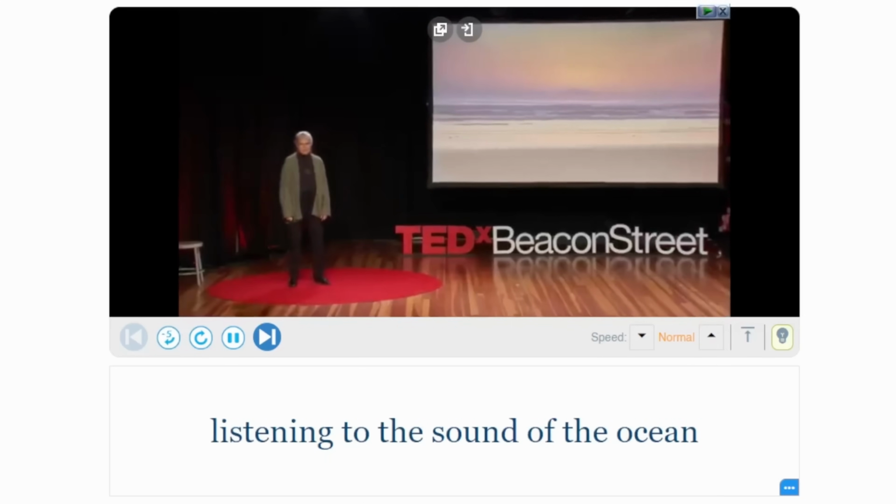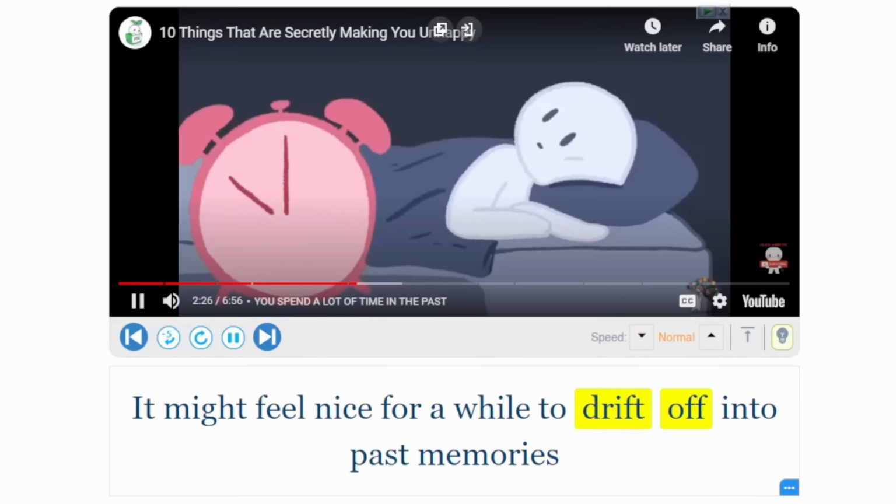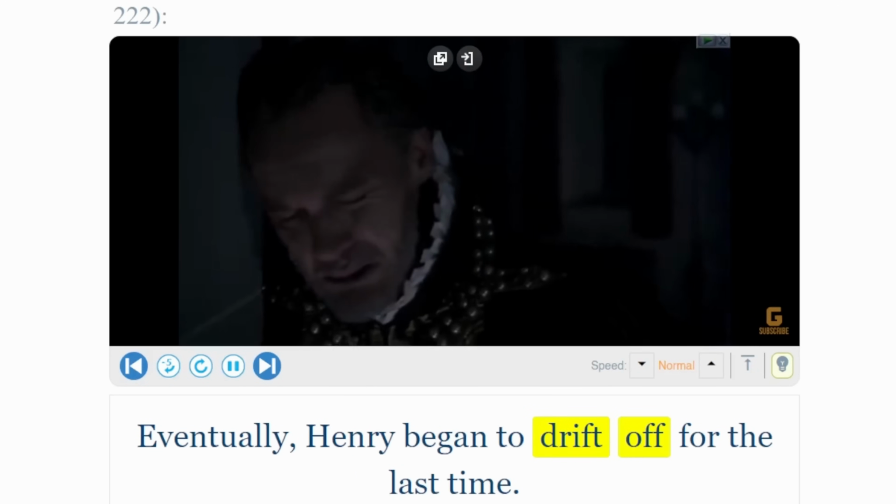Listening to the sound of the ocean as you slowly drift off to sleep. It might feel nice for a while to drift off into past memories. Eventually, Henry began to drift off for the last time.